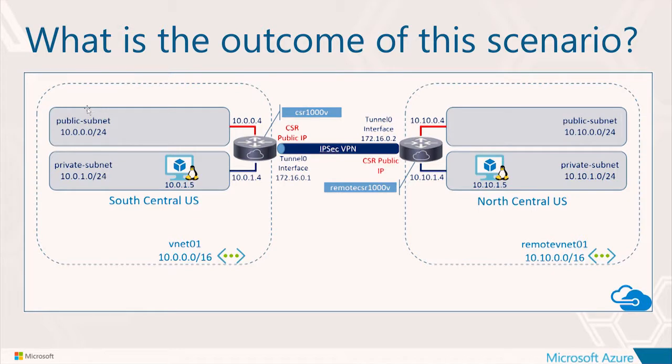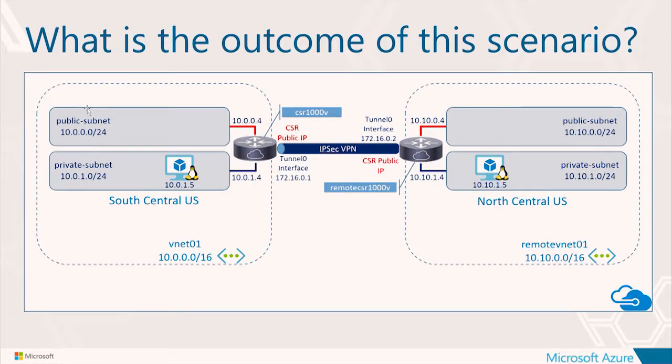So I want to walk through this diagram. It really describes visually what we'll be deploying. If you start on the left-hand side, you'll see that there is a virtual network that's deployed in the South Central US region. There are two subnets in this virtual network, and there's an Ubuntu VM that's deployed in the private subnet. Also notice that the CSR 1000v is deployed. It has two network interfaces, so it participates in both subnets.